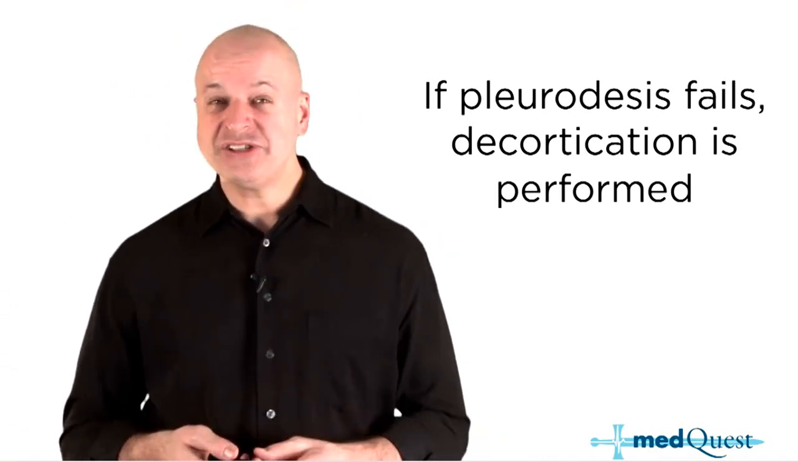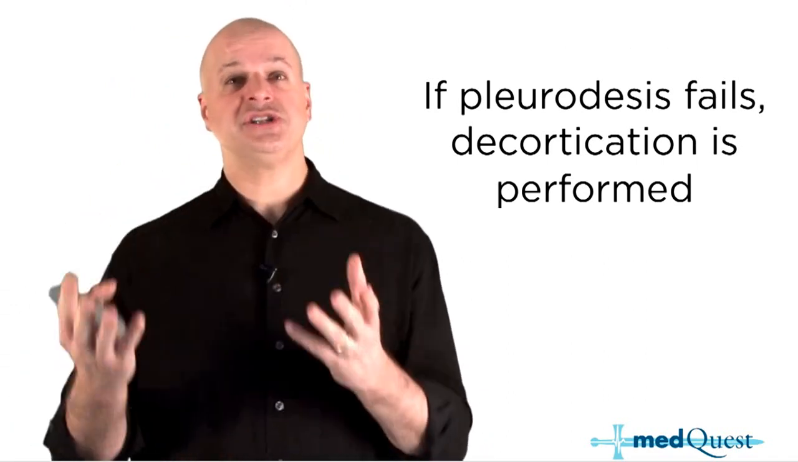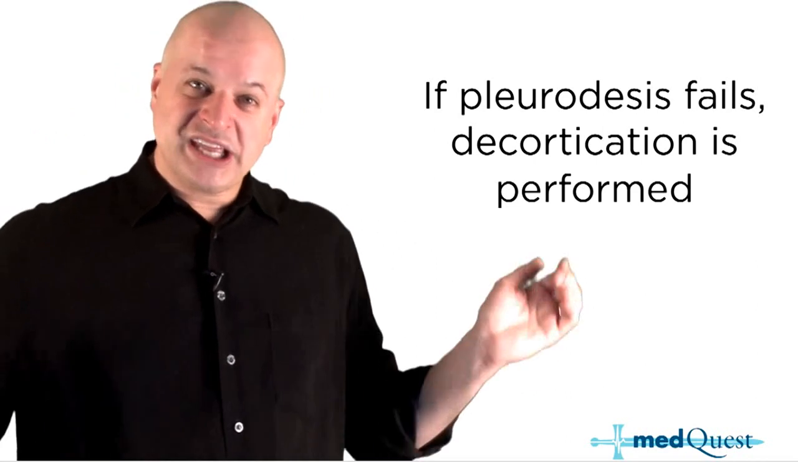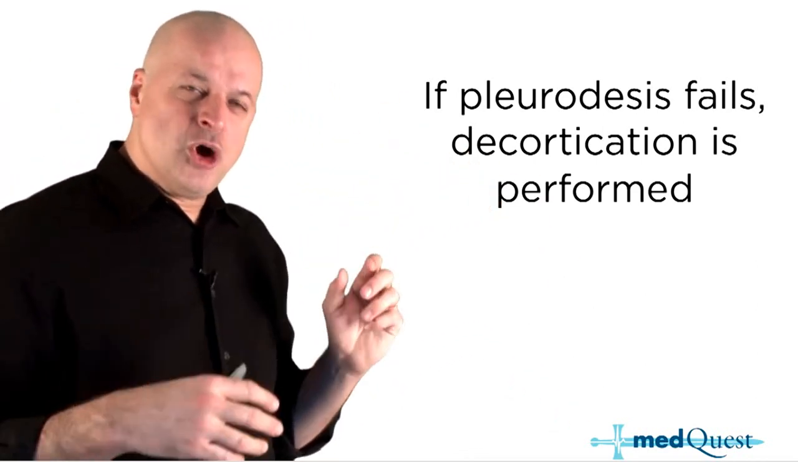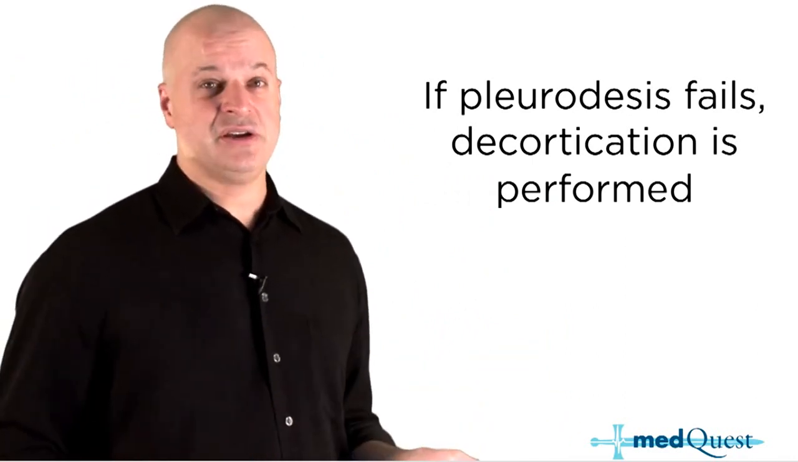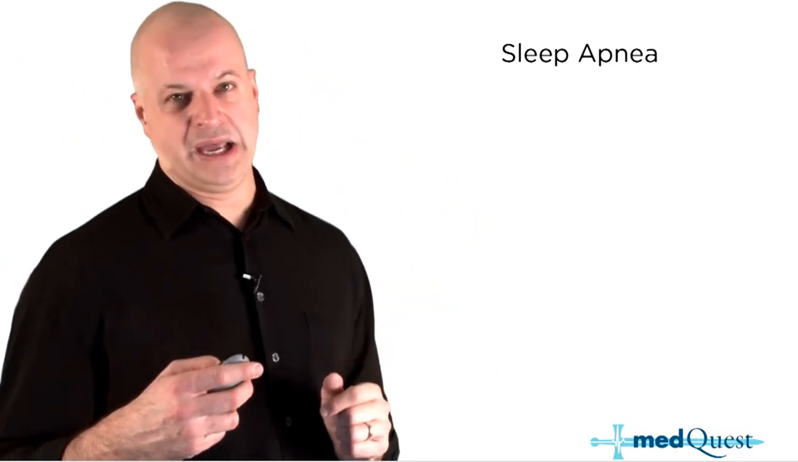Now, what happens if pleurodesis doesn't work? Sometimes people have such large effusions or such rapidly accumulating ones that you can't get the two layers, the visceral and the parietal pleura, to stick. What happens when you have such a large effusion that you can't get them to stick because there's fluid in there? You decorticate it. It literally means you strip the pleura away. You strip the pleura off, like peeling an orange, and it sticks together.